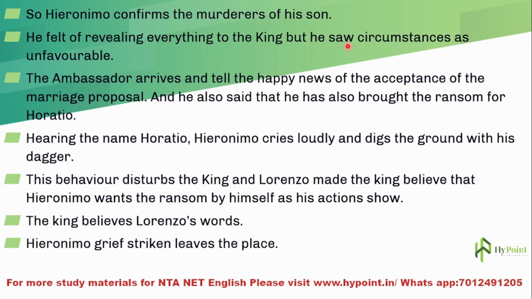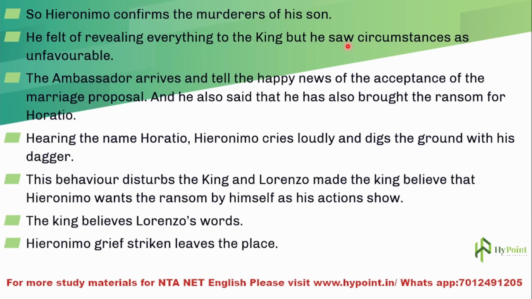So he felt that the king would be just to him, and he saw that. But when they arrived there, he saw that they were discussing the marriage of Bellimperia and Balthasar. So this situation, these circumstances, are not favorable to reveal anything to the king. If he revealed everything to the king, what would happen? The king may turn unjust to Hieronimo and his son's death.